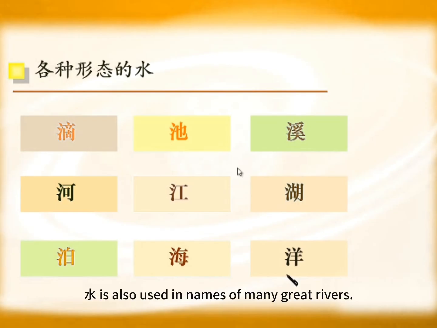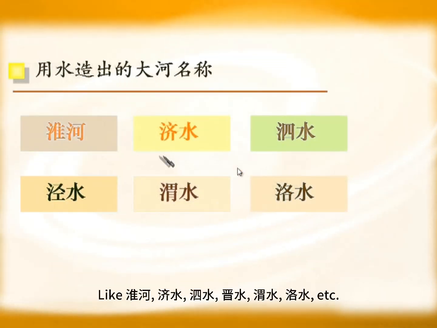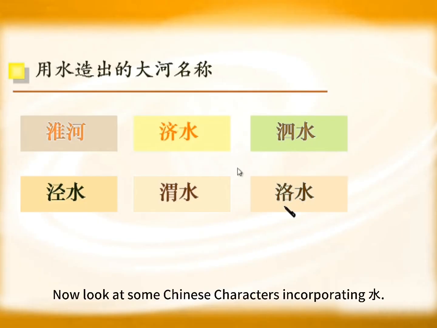水 is also used in names of many great rivers. Let's look at a few. Like 淮河, 济水, 泗水, 晋水, 渭水, 洛水, etc. Rivers across China have names made with 水. Now look at some Chinese characters incorporating 水.